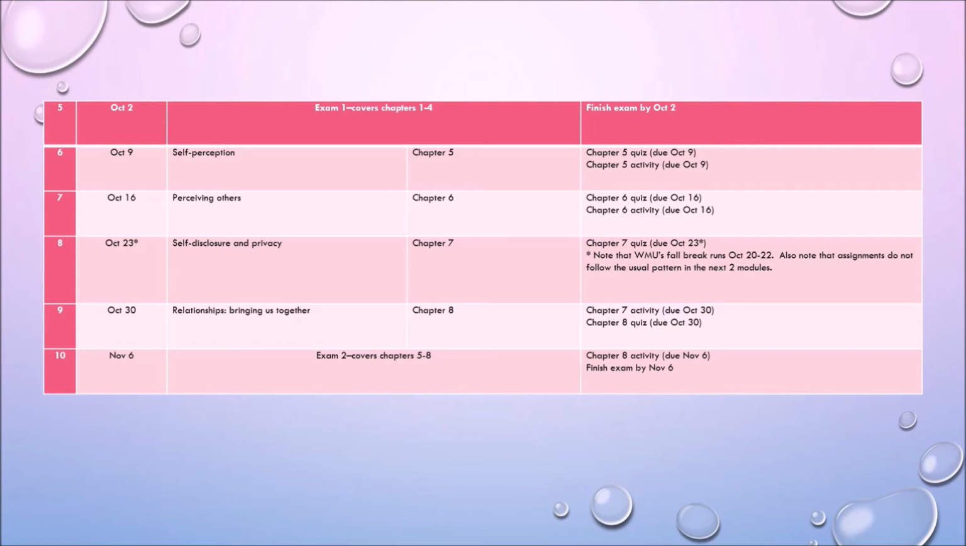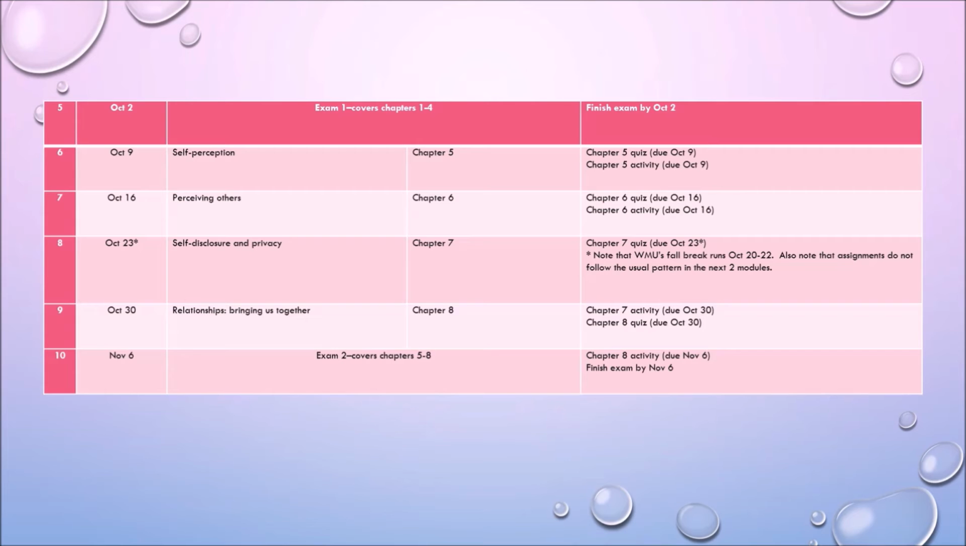Looking ahead, week 10, you're going to have your second exam. Now you'll recall that your first exam covered chapters 1 through 4. This second exam will be covering chapters 5 through 8. But in addition to the exam that week, you'll have your chapter 8 activity due. That will get us caught up and back on track for doing the same quiz and activity each week after that, okay? So this week, chapter 7 activity and chapter 8 quiz, and then in week 10, you'll have the chapter 8 activity plus the second exam.